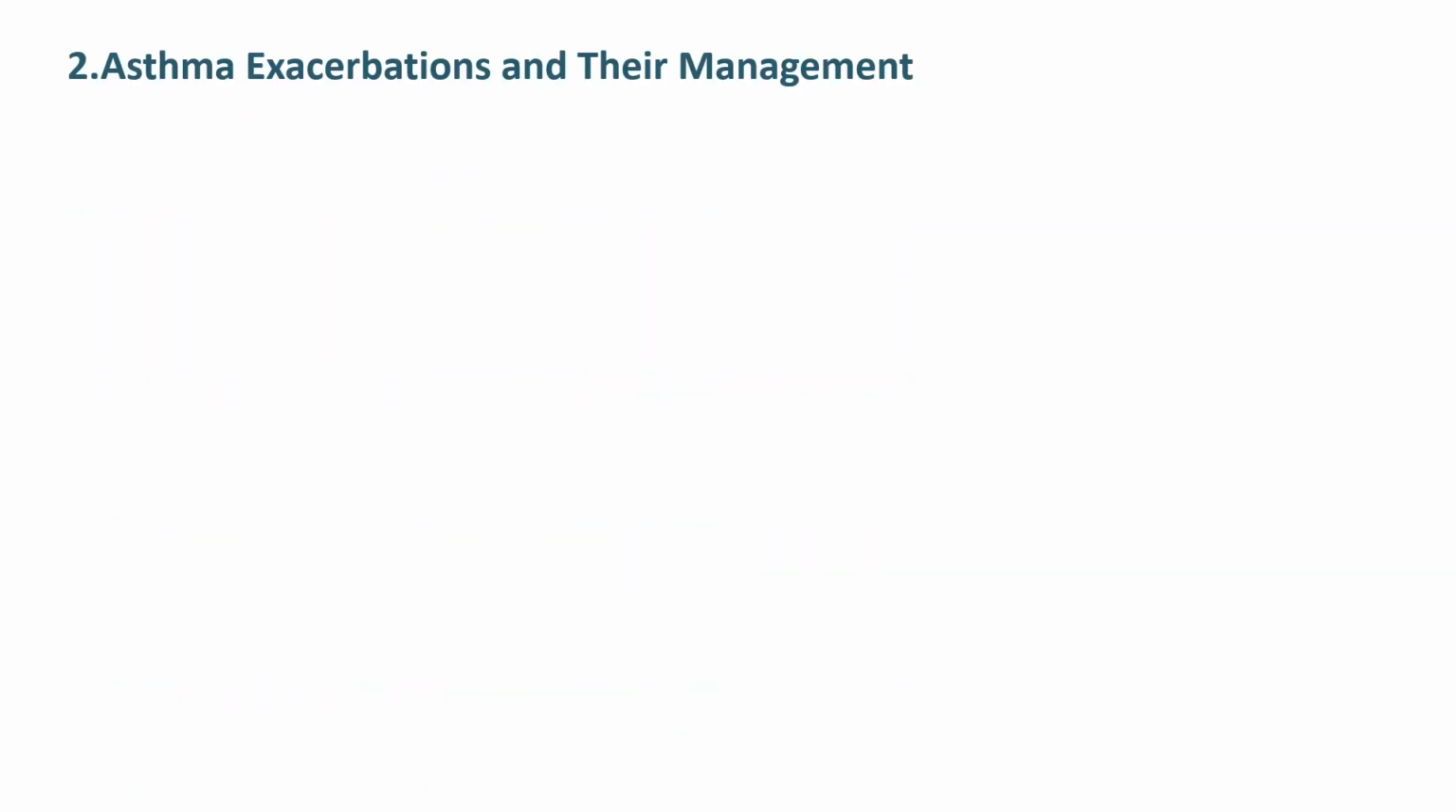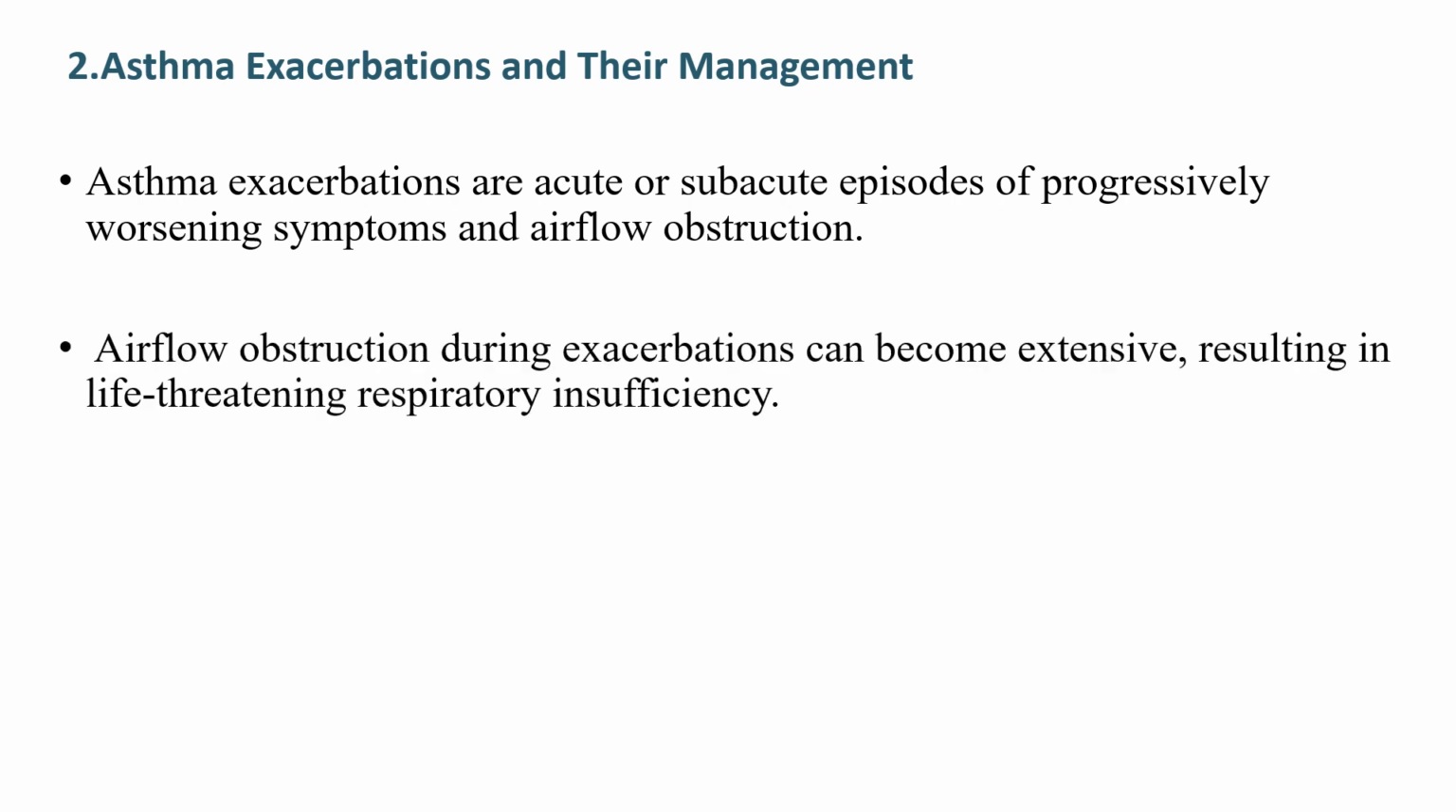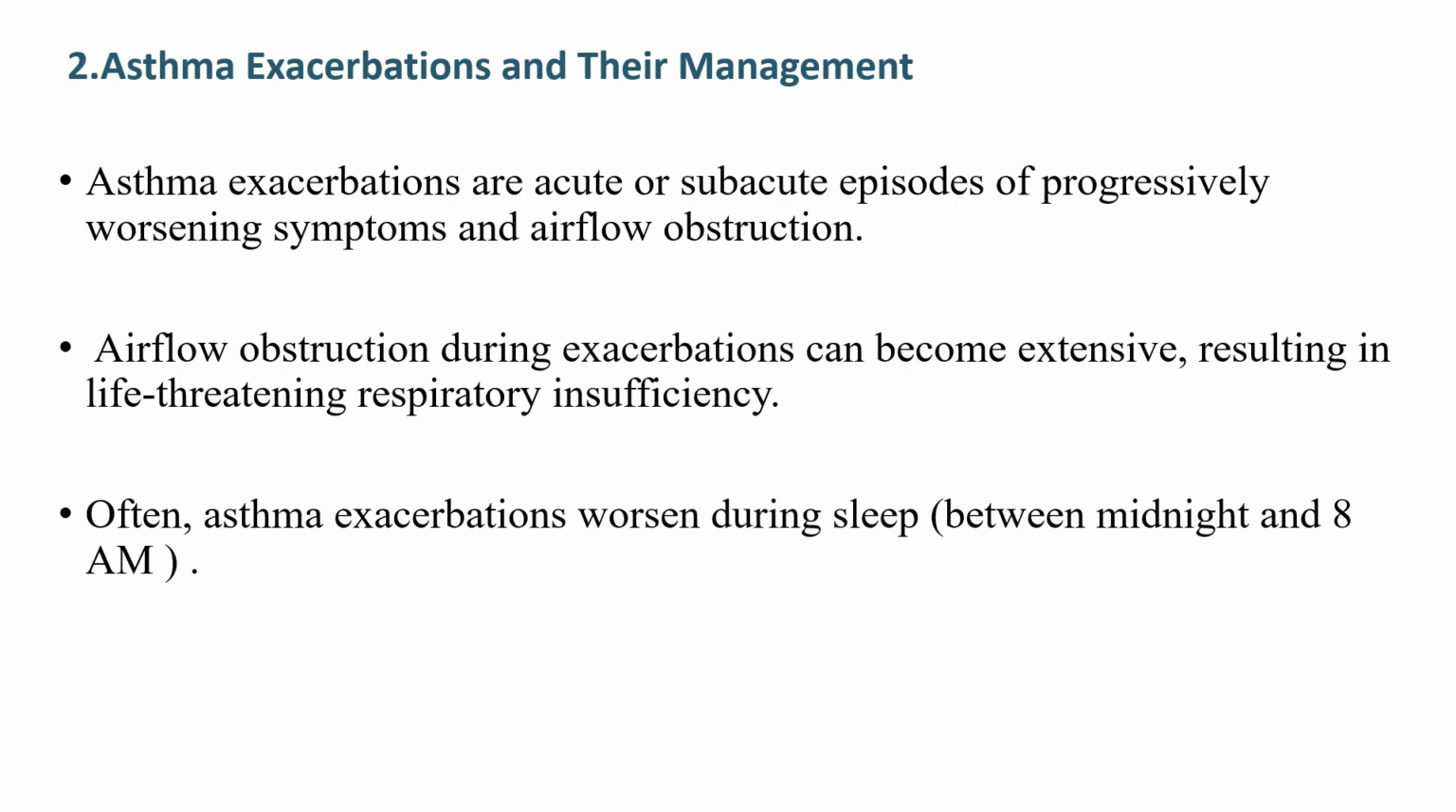When we look at asthma exacerbation and its management, asthma exacerbations are acute or subacute episodes of progressively worsening symptoms and airflow obstruction. Airflow obstruction during exacerbation can become extensive, resulting in life-threatening respiratory insufficiency. Often, asthma exacerbation worsens during sleep, between midnight and 8 a.m.